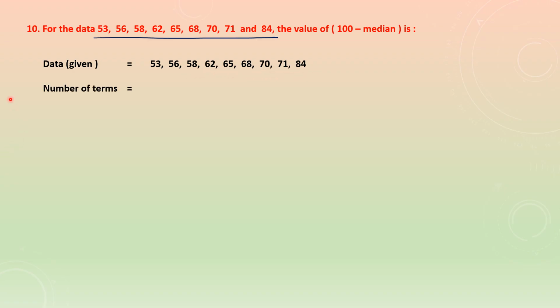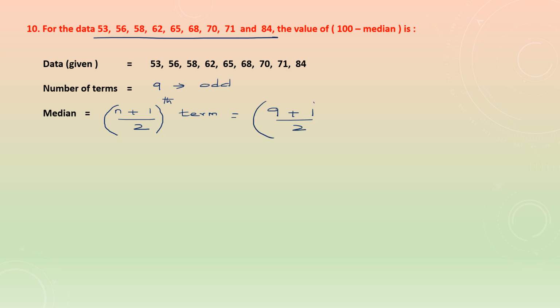Now the next step is we count the number of terms. 1, 2, 3, 4, 5, 6, 7, 8, 9. There are 9 terms. And 9 is an odd number. So we have to look out for whether it's odd or even. Now the formula to find the median when it is an odd number is (n plus 1) by 2. And what is n? n is the number of terms. This (n plus 1) by 2 term will give us the median. So n is 9, the number of terms, plus 1, by 2.